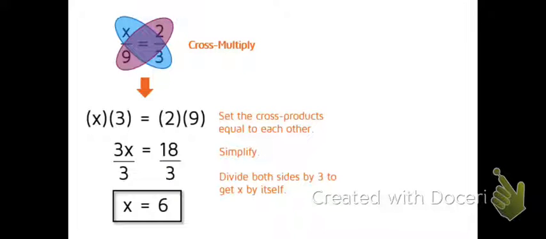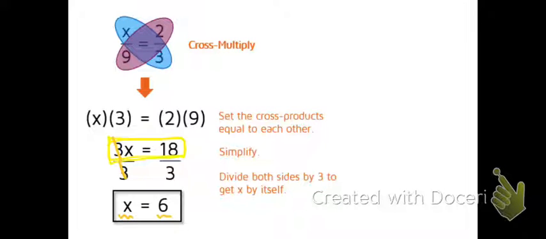So at this point, you're right here. You just need to solve this equation. If we want x by itself, right now it's being multiplied by 3, so we divide both sides by 3, because 3 divided by 3 is 1. So on the left side, we're just left with 1x. And 18 divided by 3 is 6.